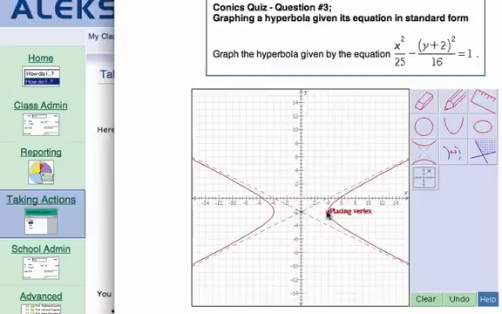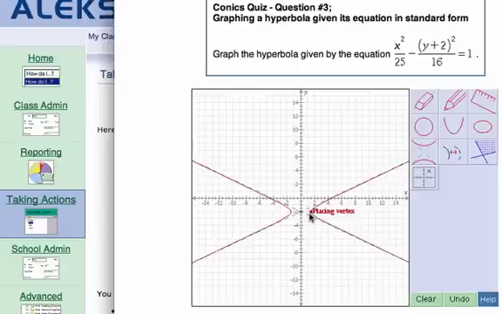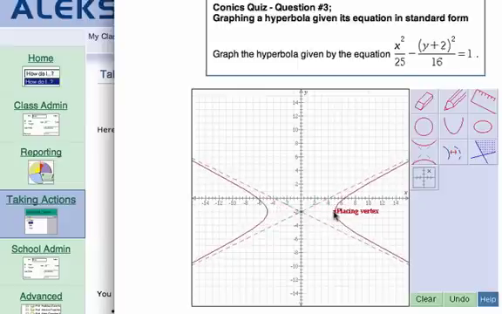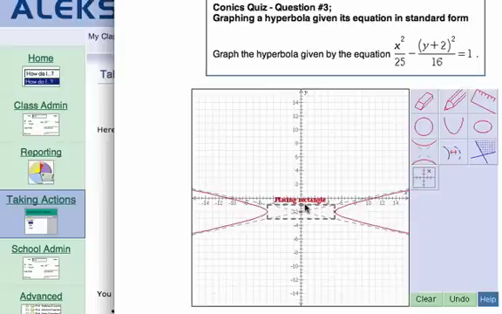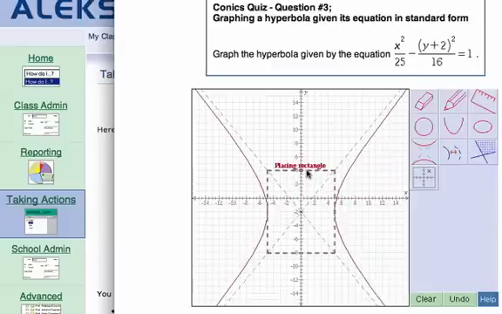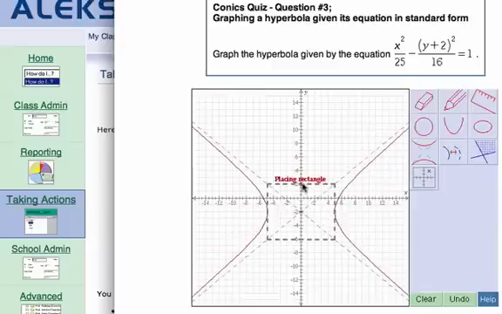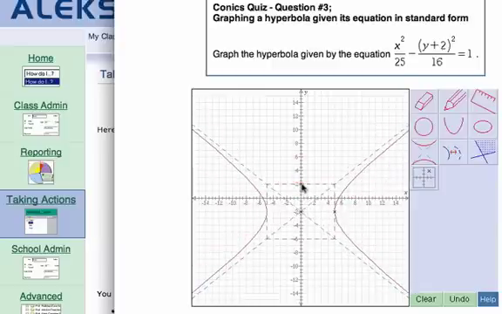I'm going to make the vertices next. I'm going to go out 5 units, since a squared is 25, so a is 5. Click on that point, and then I'm going to make my rectangle to help determine the shape. I see that b squared is 16, so b is 4. So I'm going to go up 4 units from the center. Make that point, and there you go.